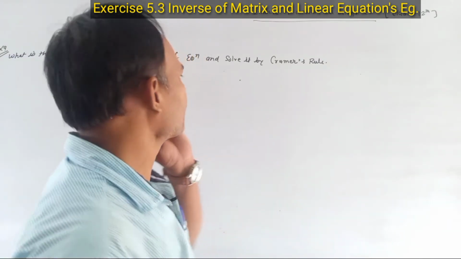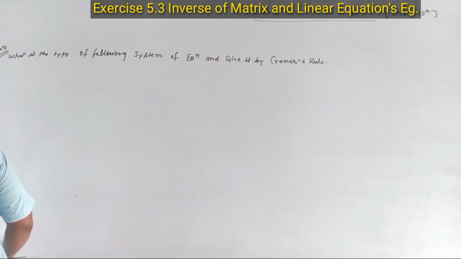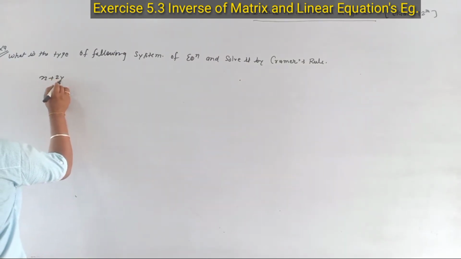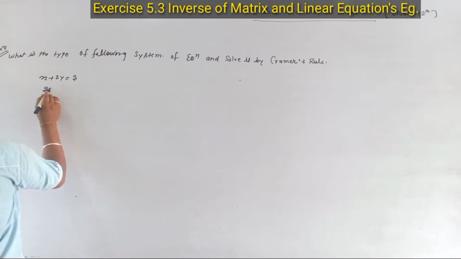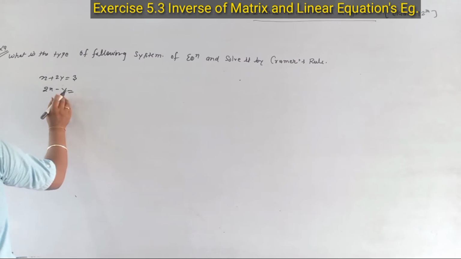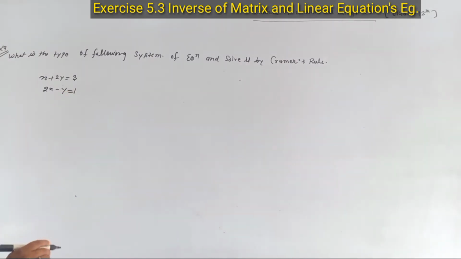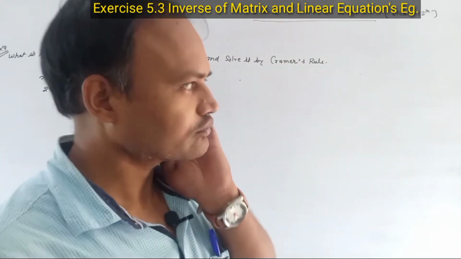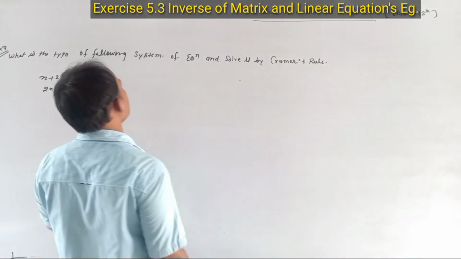Let's see. The question is given: x plus 2y equals 3, and 2x minus y equals 1. So x plus 2y equals 3 and 2x minus y equals 1. Students, this question is given. Now we have to think about it. What is the type of the following system?